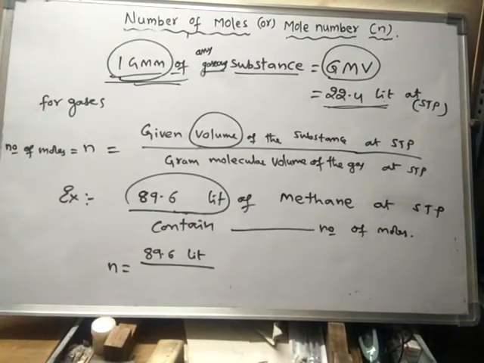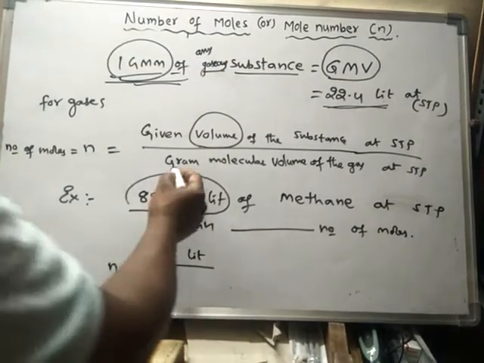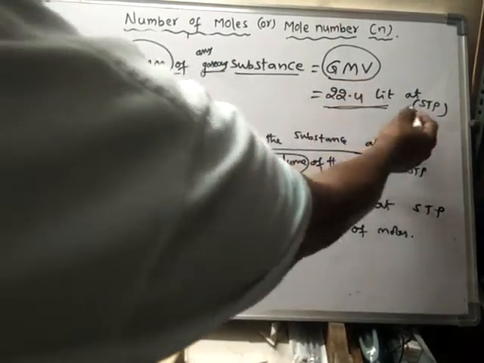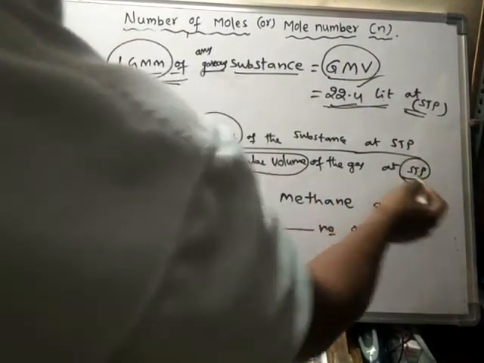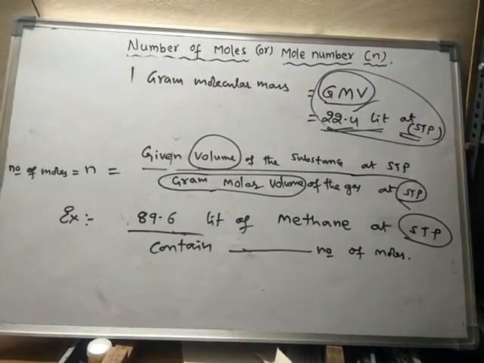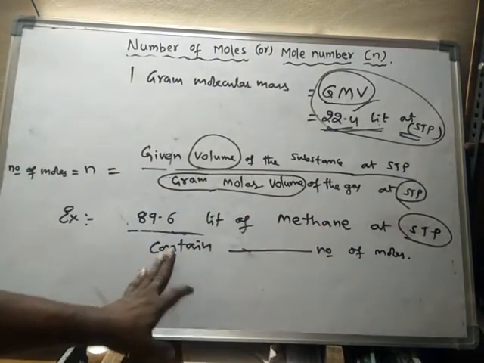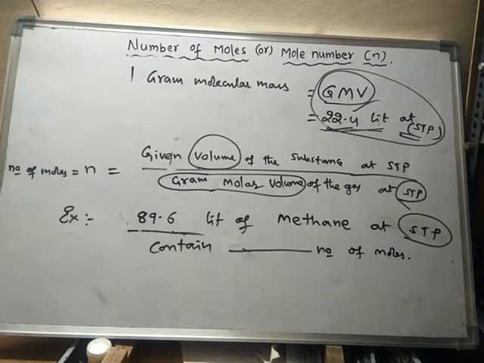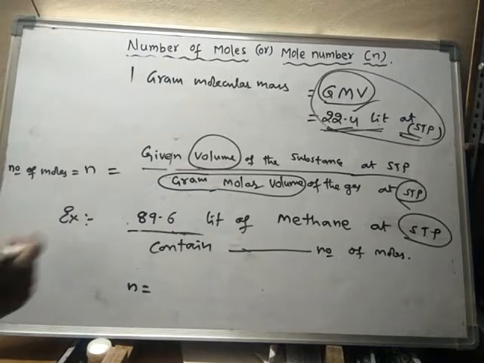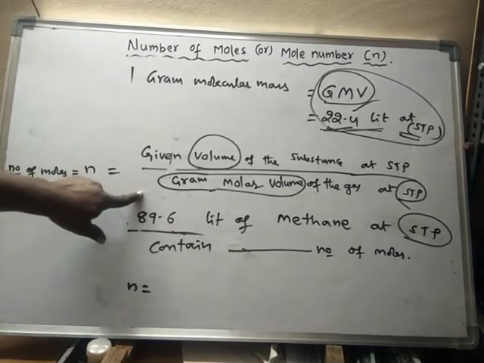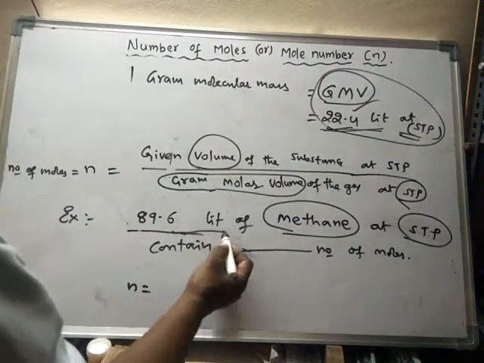So already we know, the gram molecular volume of any substance at STP will be how much? 22.4 liters. It is fixed at STP. So 89.6 liters of methane at STP contain dash number of moles. We have to use this formula to find the number of moles when the volume of a gaseous substance is given.